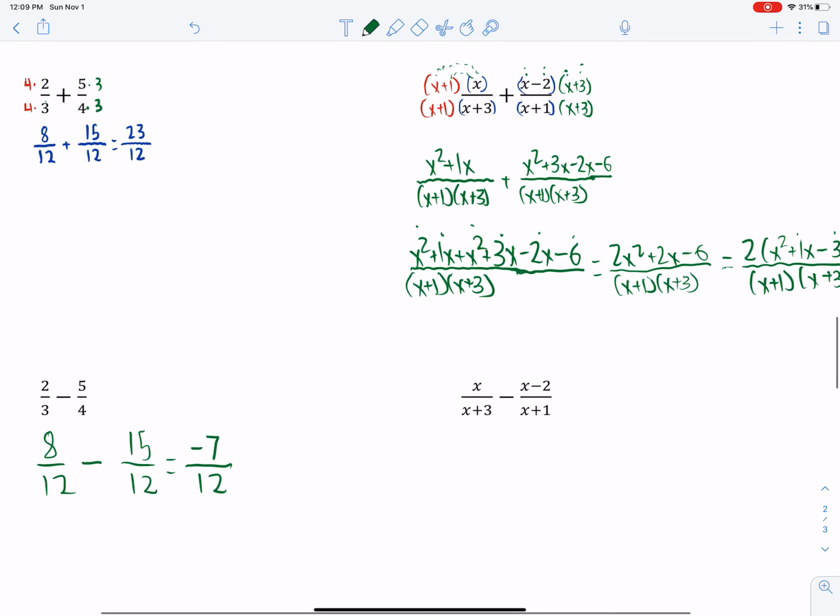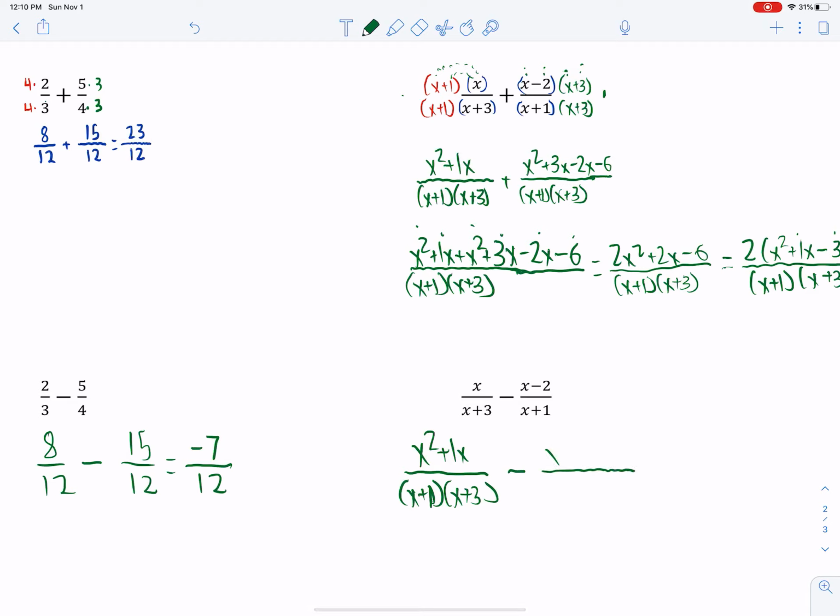In the same way, looking at this next one, it's very similar to the previous problem. If you multiply the top and bottom of that first one by x plus 1, we got x squared plus 1x over x plus 1, x plus 3. We have a minus in the middle. And for that second one, when we multiplied out the top and bottom by x plus 3, we got x squared plus 3x minus 2x minus 6 over x plus 1, x plus 3.